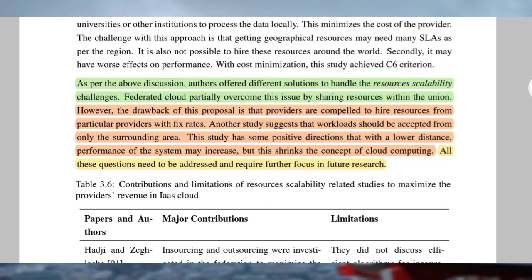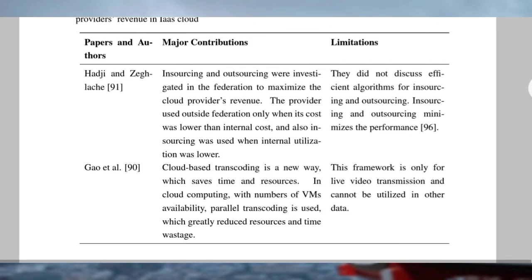Now, what are the limitations? However, the drawback of this proposal is that providers are compelled to hire resources from a particular provider with fixed rates. Another study suggests that workloads should be accepted from only the surrounding area. This study has some positive directions, that with a lower distance the performance of the system increases, but this shrinks the concept of cloud computing. So these are the limitations, these are the drawbacks. That's why this needs further investigation.